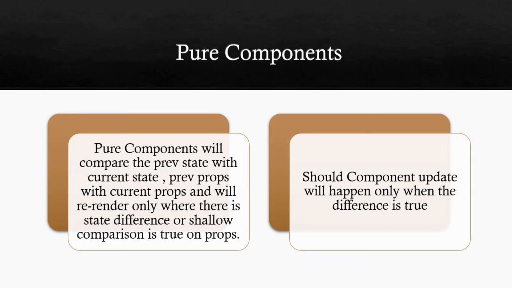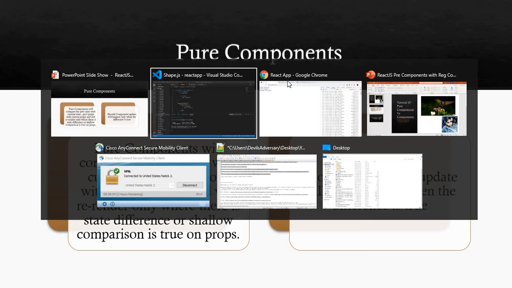So the shouldComponentUpdate will happen only when the props value is getting differed or state value is getting differed, and this comparison is happening through shallow comparison. So what is shallow comparison? That we will take a look at right now.